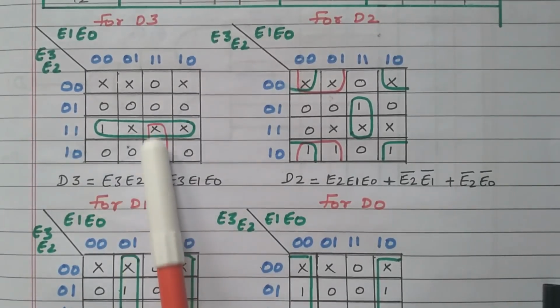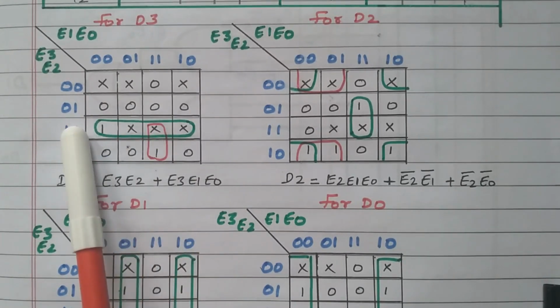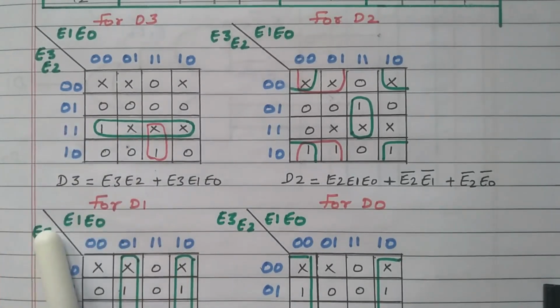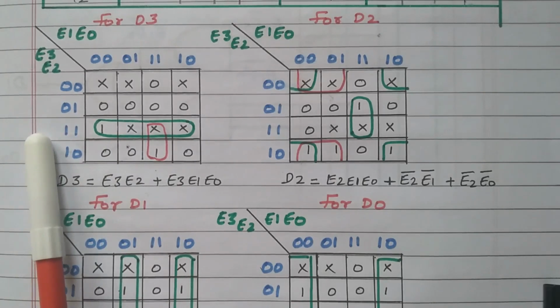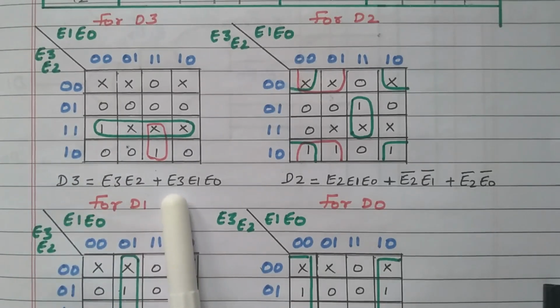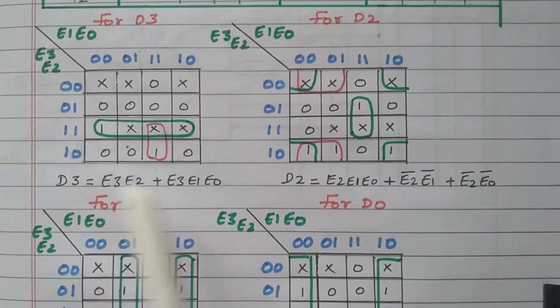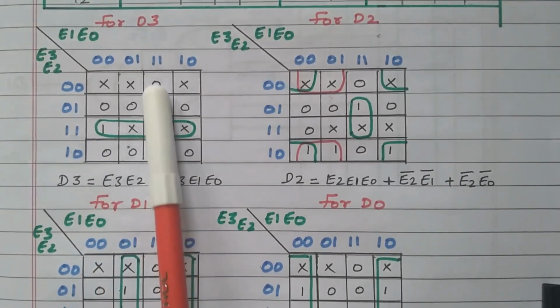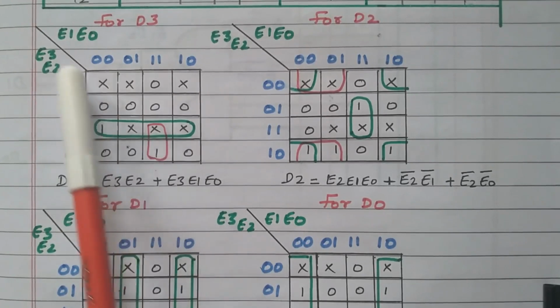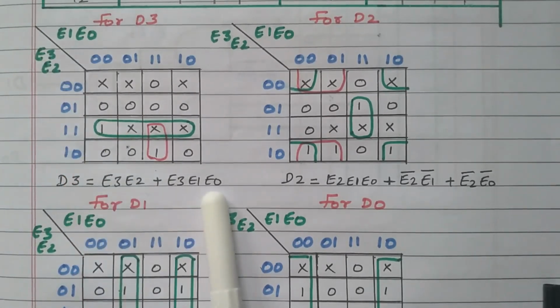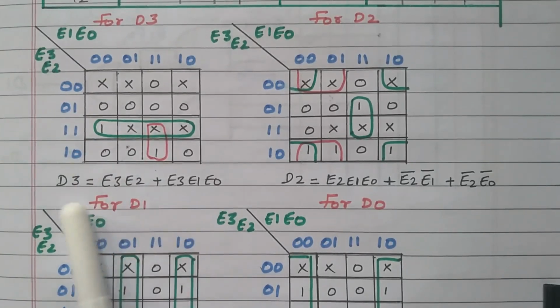Then grouping of these 2 cells. We have to refer to the corresponding third row and fourth row. What is available in the third row? 1, 1. Fourth row? 1, 0. So the first number 1 is available commonly. What is the first number? E3. This E3 is there. The second number 1, 0: 1 and 0 got cancelled. Similarly, what is available here? 1, 1. What is 1, 1? E1 and E0. So that is E3, E1, E0. Right? So this is the equivalent expression for D3.